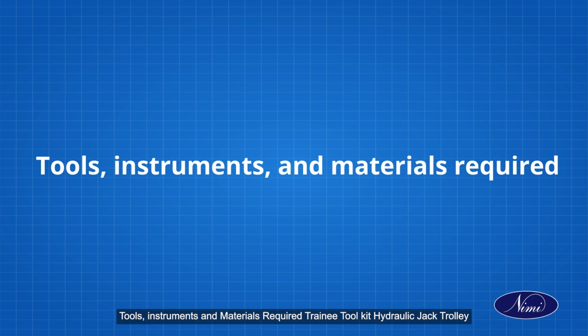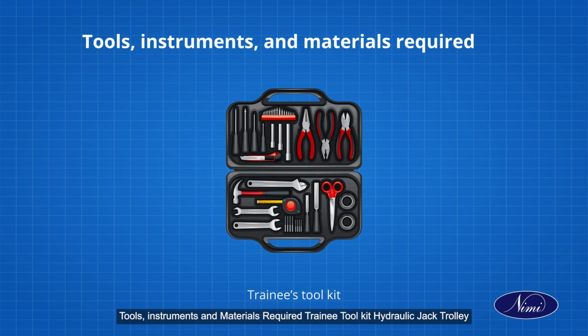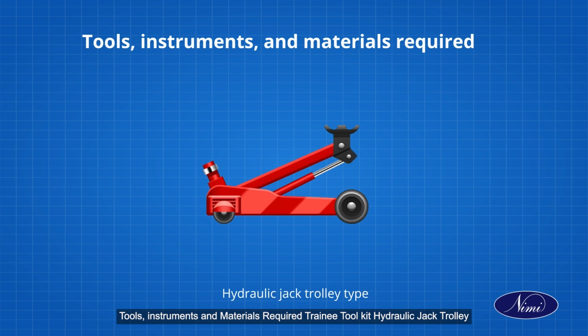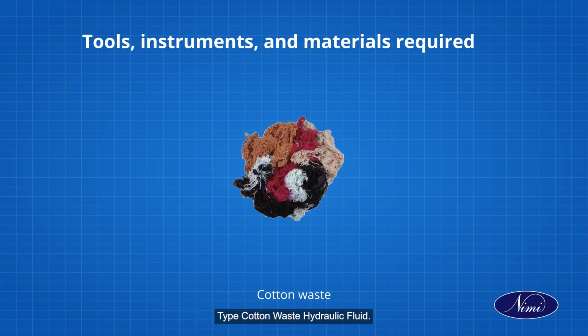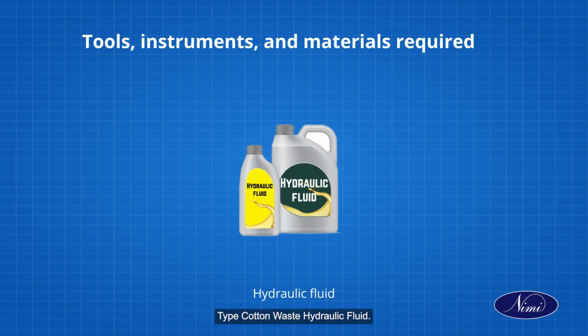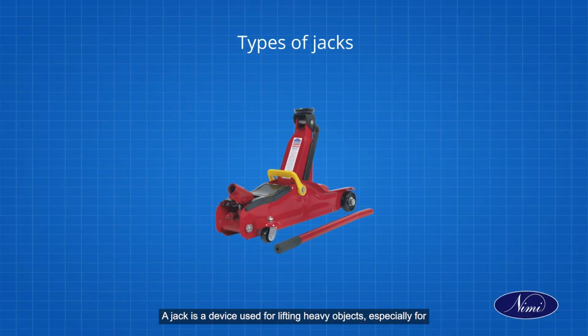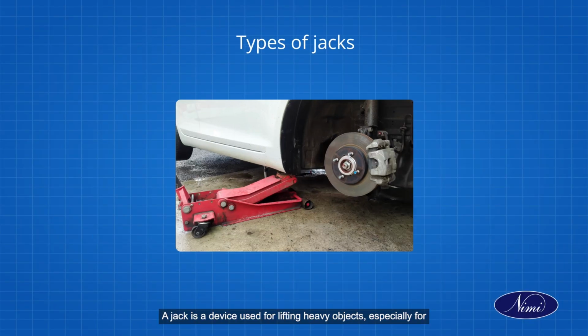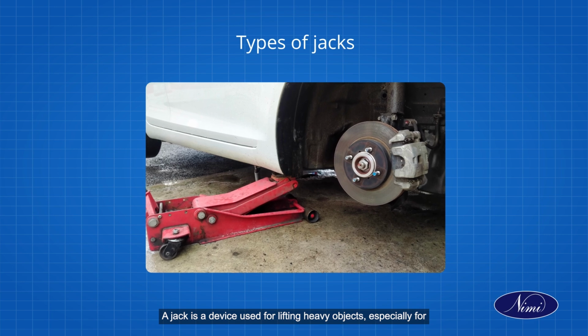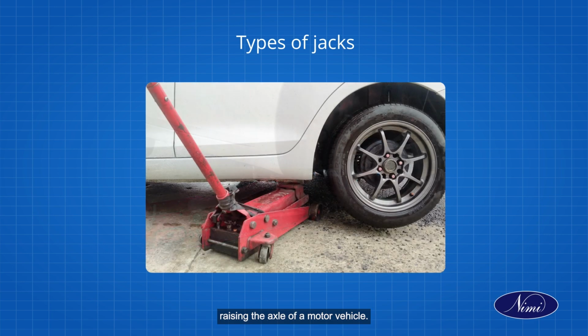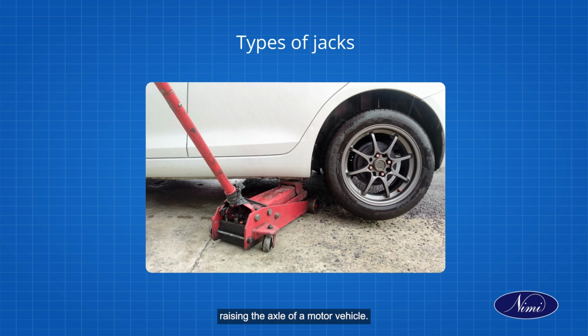Tools, instruments and materials required: trainee toolkit, hydraulic jack trolley type, cotton waste, hydraulic fluid. A jack is a device used for lifting heavy objects, especially for raising the axle of a motor vehicle.